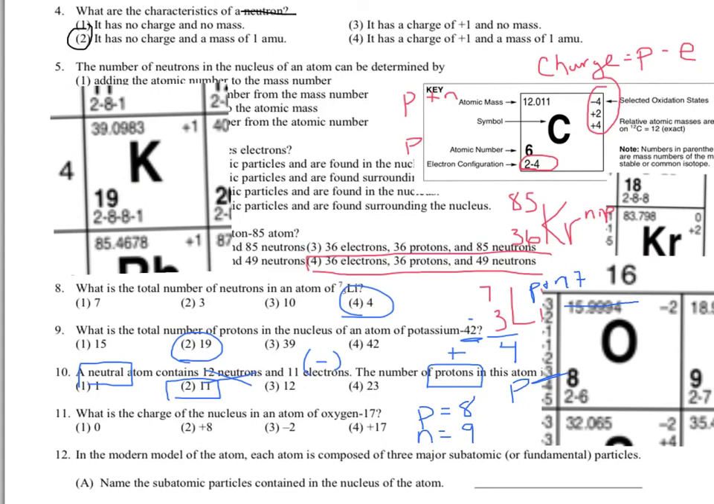Now, they ask us, what is the charge of the nucleus? Well, we know the charge that is due to neutrons is 0. And we know that the charge that is due to a proton is a positive 1. So when we sum together these charges, we're going to have a charge of positive 8. Nuclear charge is always positive and always the same as the atomic number.